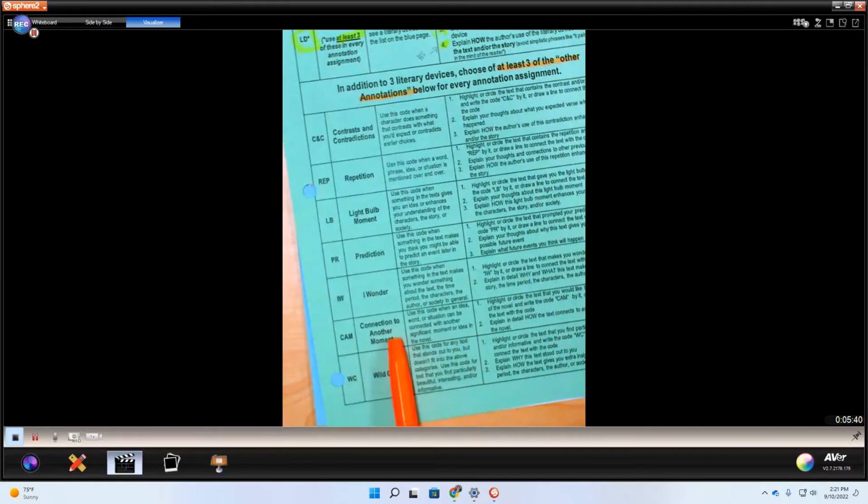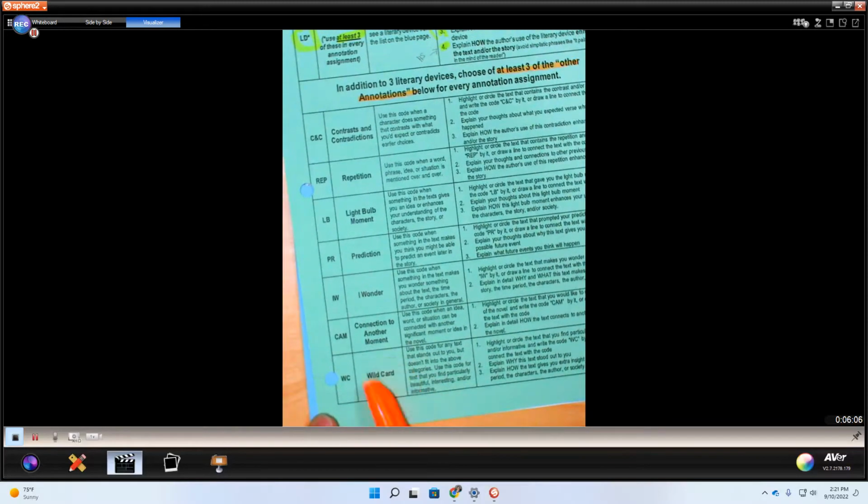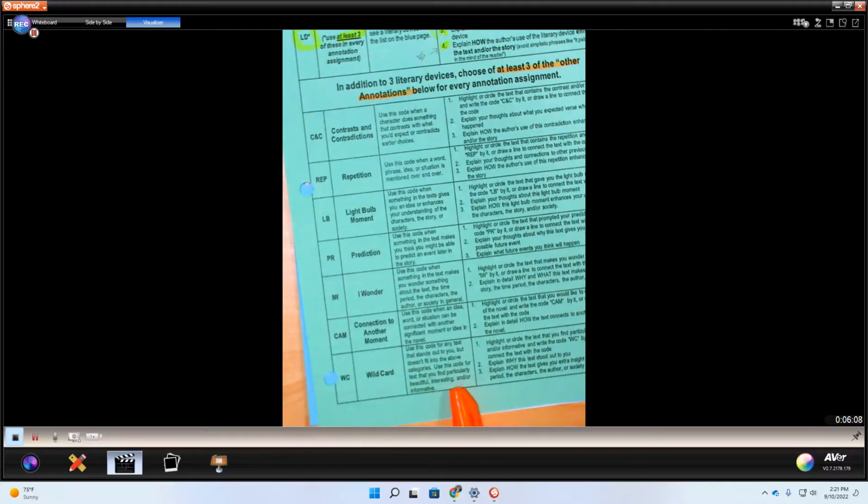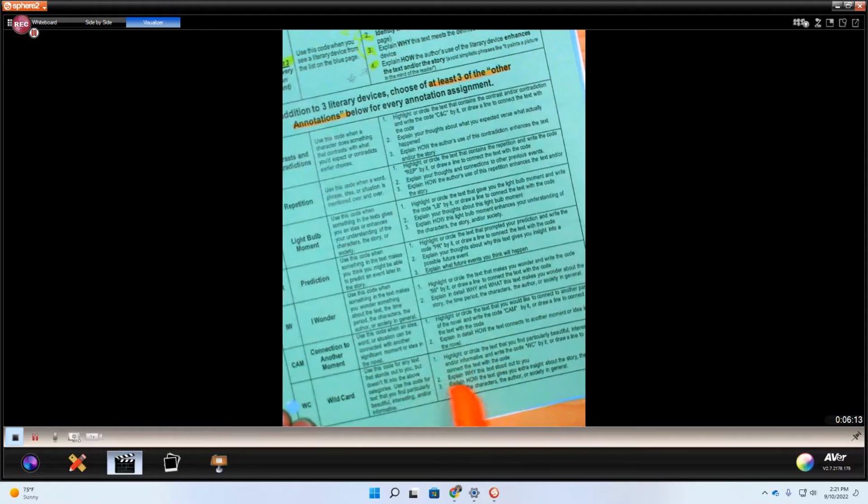You can also make connections to what you know about the author and his life, or about the time period or the Great Depression. You can even make connections to stuff we talked about in our context slide presentation, like the neurodivergencies, or the use of slurs and why we don't do that anymore. You can also have a wild card, where you just find parts of the text that stand out to you in any way.